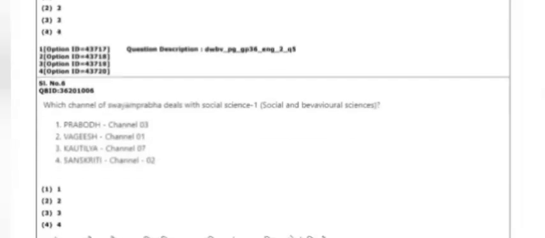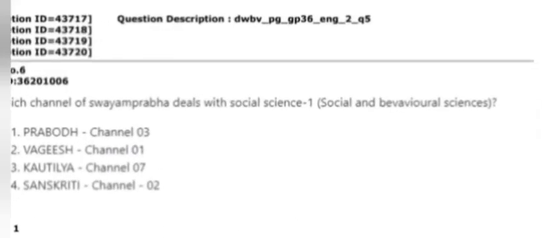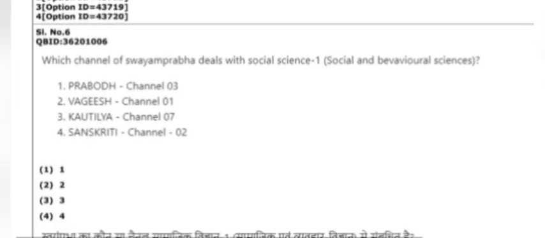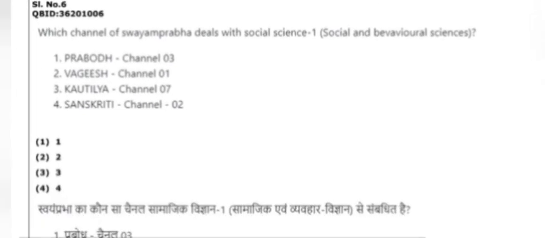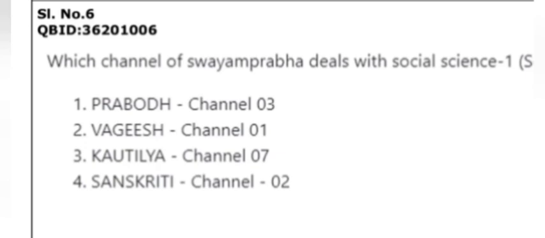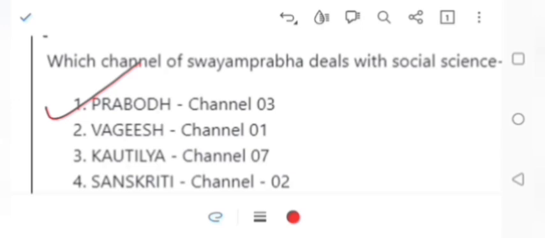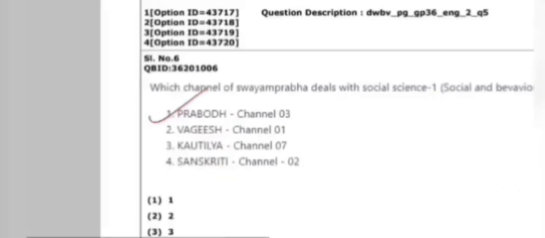Moving on to number 6. Number 6 says, which channel of Swayam Prabha deals with social science 1, social and behavioral sciences? Prabodh channel 3, Bhagesh channel 1, Kotelya channel 7, Sanskriti channel 2. It will be Prabodh channel 3. Number 6 is done.